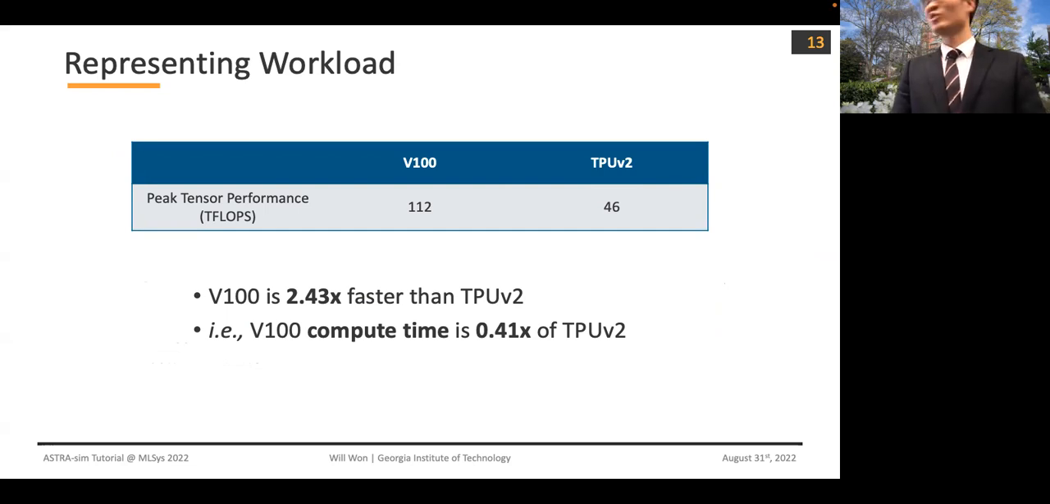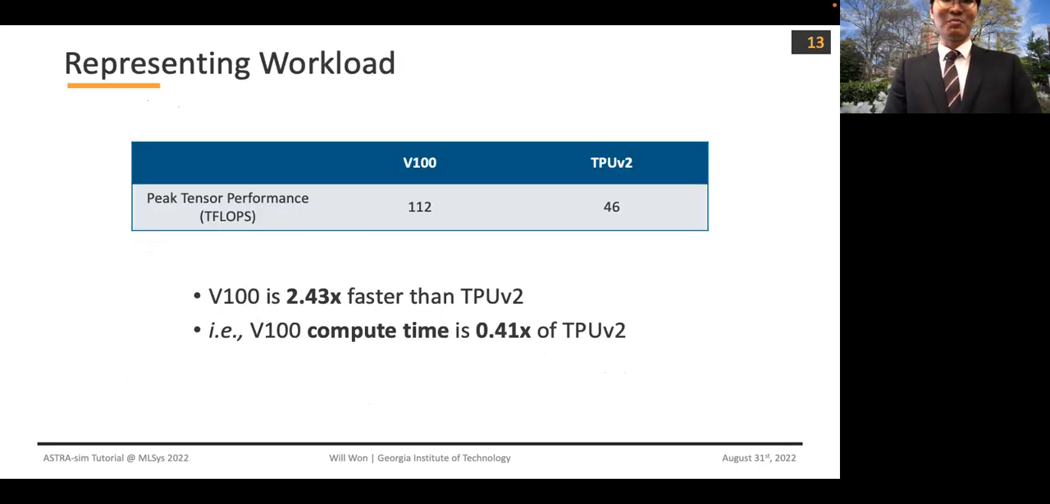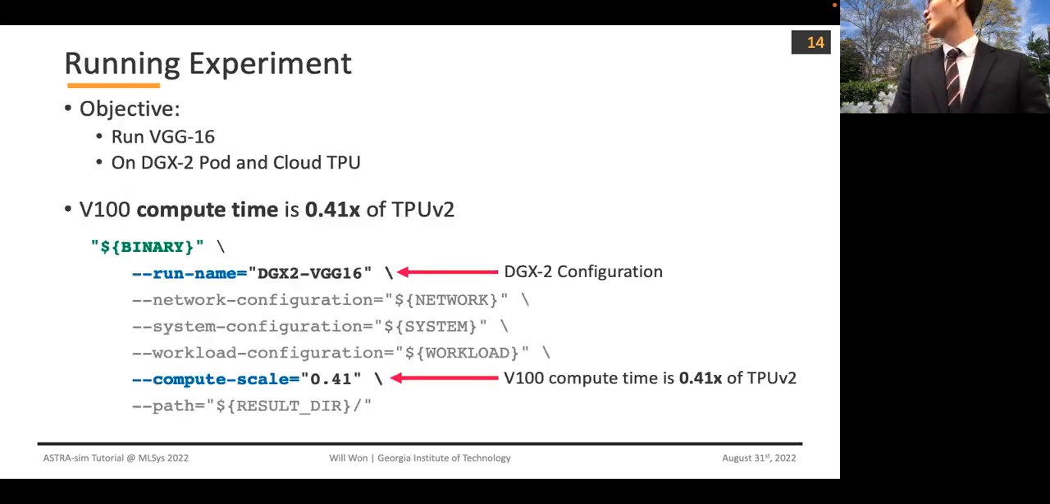But in the V100 paper as well, they say their teraflops is much higher, 112. So again, we can create a new workload file just for V100. But just like we did with the communication scale, we also offer this computation scale as well. Because V100 is much faster than TPU version 2, it only takes about 0.41 of the computation time of TPU. That's why whenever running the DGX2 boxes, we can still use the TPU's workload file, but set the compute scale to 0.41. That will automatically scale the compute time as well.